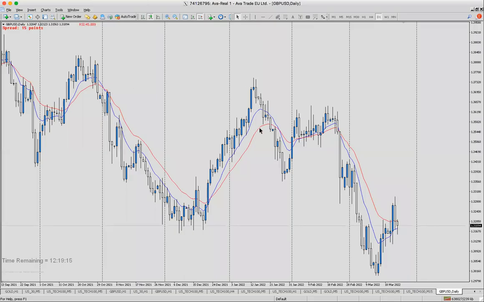Zone Trader. We're going to go straight in and cover some price action, basic and advanced.